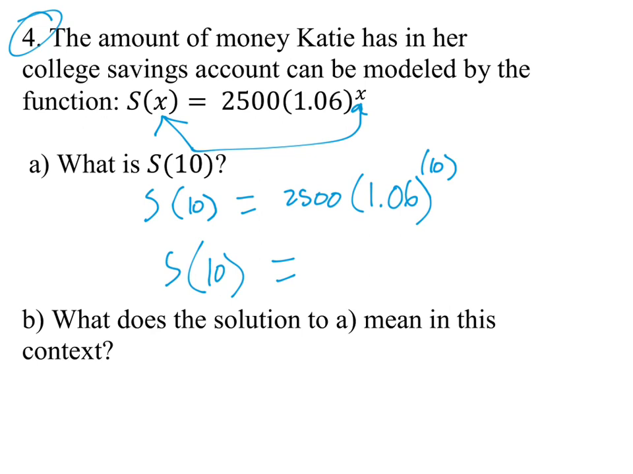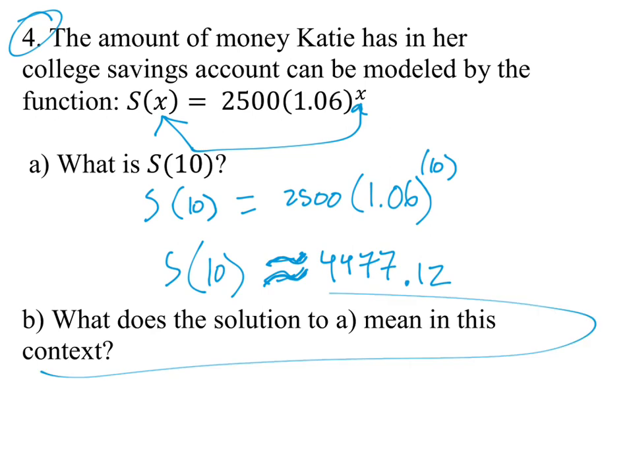Okay, this one, you get 4,477.119. I'm going to round this to the second decimal place, so it's going to be this. And since I did that, I'm going to turn this equals into an approximately. Yeah, if you have to round things, you need to put approximately, to more accurately communicate what we've done. So we got this. Now we have to explain what it means in this context.